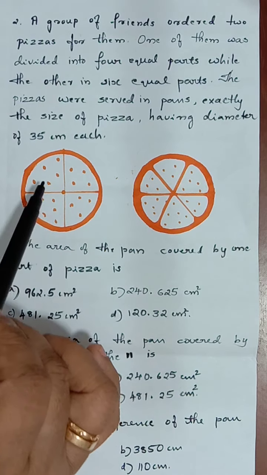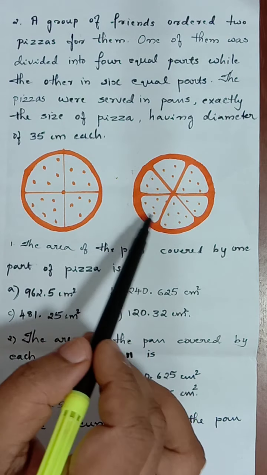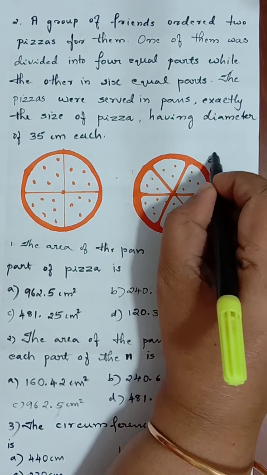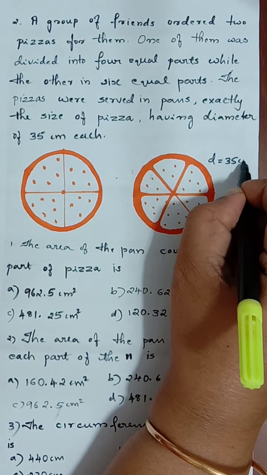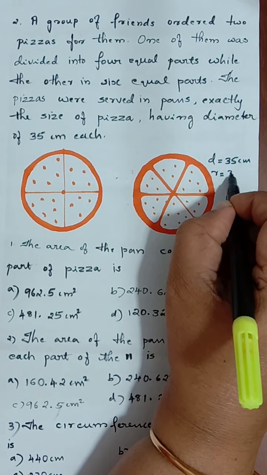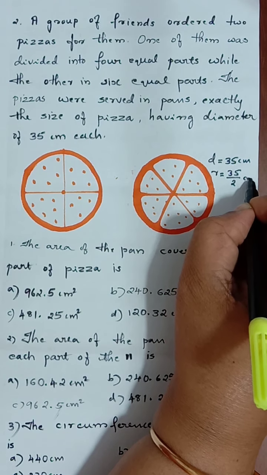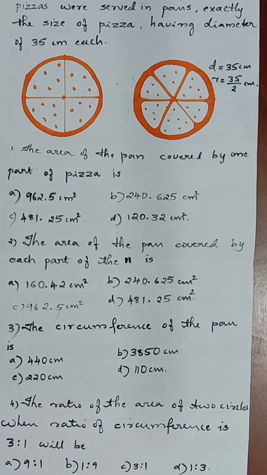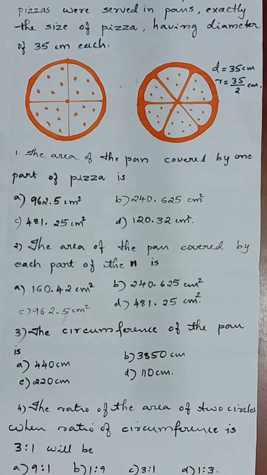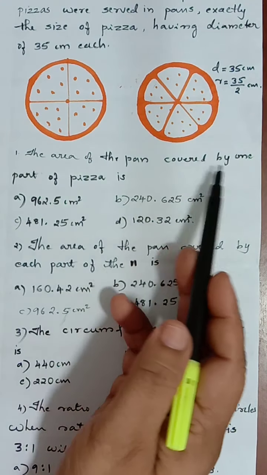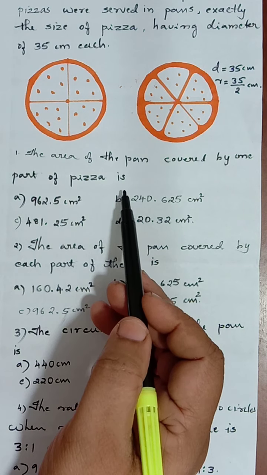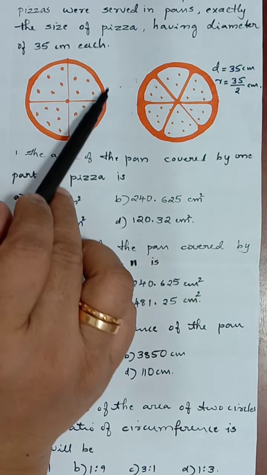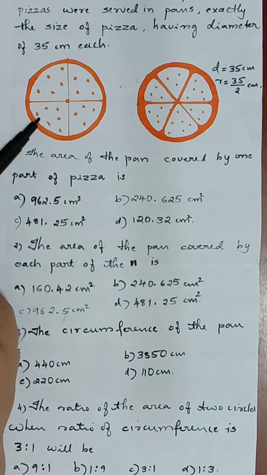First one is divided into 4 equal parts, whereas the second one is divided into 6 equal parts. So diameter, we have to be careful. Diameter equal to 35 centimeter. So radius, we have to consider it as 35 by 2 centimeter. Now let us see the first question. We'll read the first question. Area of the pan covered by one part of the pizza is. So, one part of the pizza. Area of the pan covered by one part of the pizza.